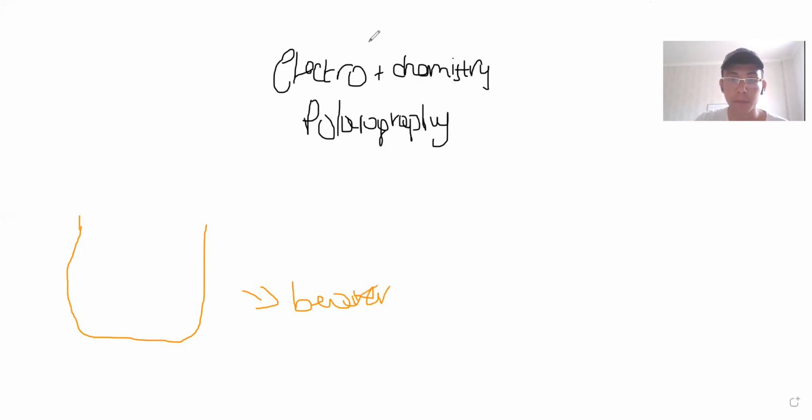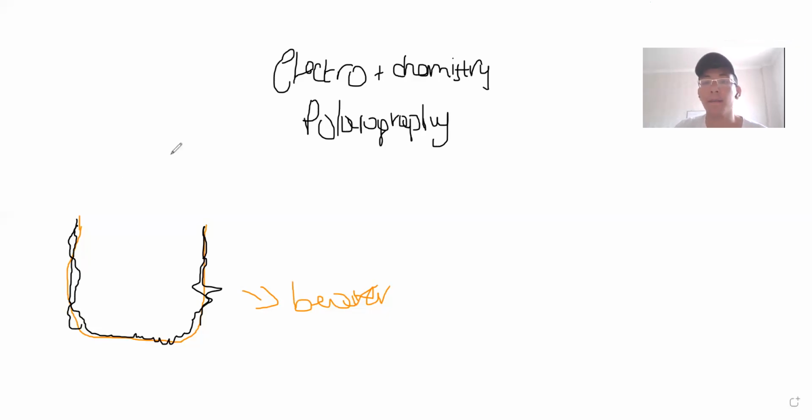So an electrical cell means this type of glass, which is like a beaker. Should I repeat it again? The polarographic method measures the amount of current flowing through an electrical cell.